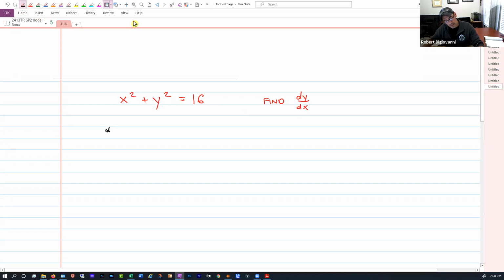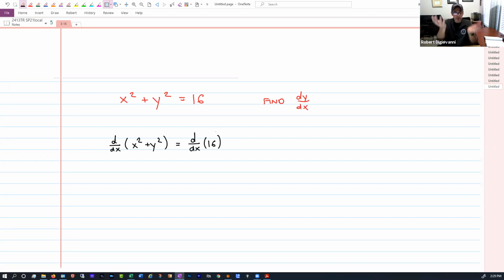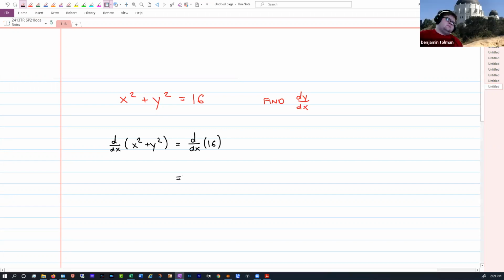I'm going to take the derivative with respect to x on the left side of the equation, and I'm going to take the derivative with respect to x on the right side of the equation. So it's like we're doing the same operation to both sides. Now let's start with the right side, because the right side's easier. What is the derivative of any constant by itself? 0. Okay, so the right side's 0. We're happy about that.